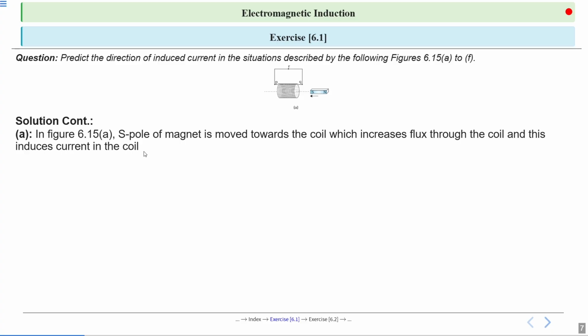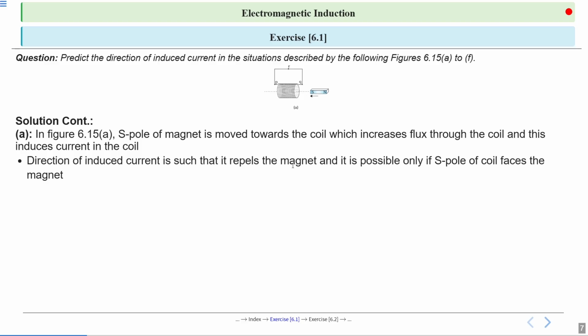Okay, and this induces the current in the coil. Flux is increasing, so current will be induced. The direction of current will be such that it repels the magnet, it opposes the motion of this magnet. To oppose the motion, it is only possible if a south pole is generated on the side of the magnet. So it will oppose the motion of the magnet.